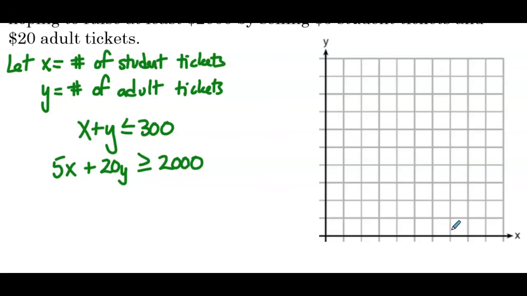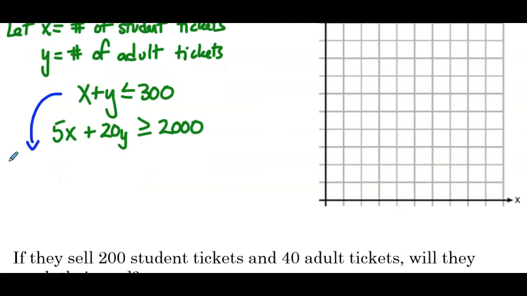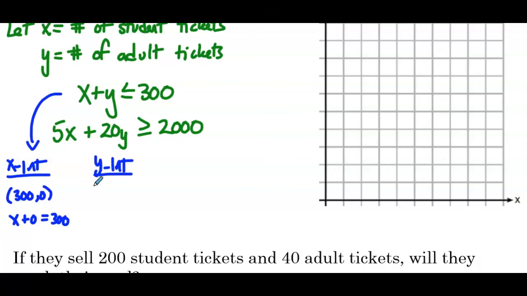Now we have to figure out our scaling. We'll start with the first inequality, finding the intercepts. So the x-intercept, well, if y is 0, then x is 300. We'd have x plus 0 equals 300. And the y-intercept is going to be 0, 300. Plugging 0 in for x, 0 plus y equals 300, y equals 300.